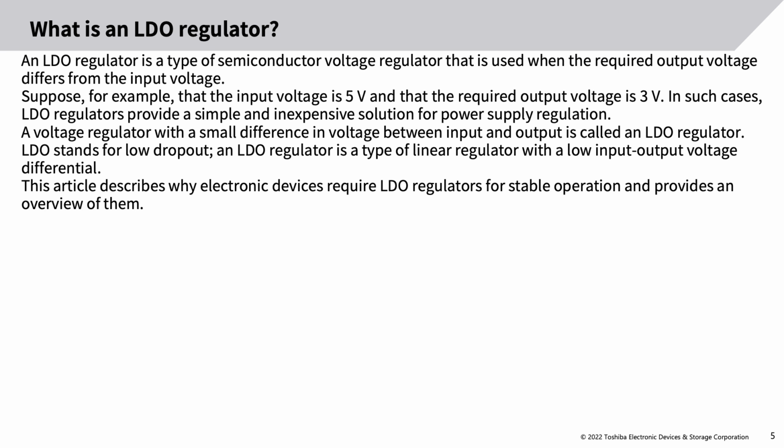A voltage regulator with a small difference in voltage between input and output is called an LDO regulator. LDO stands for low dropout. An LDO regulator is a type of linear regulator with a low input-output voltage differential. This article describes why electronic devices require LDO regulators for stable operation and provides an overview of them.